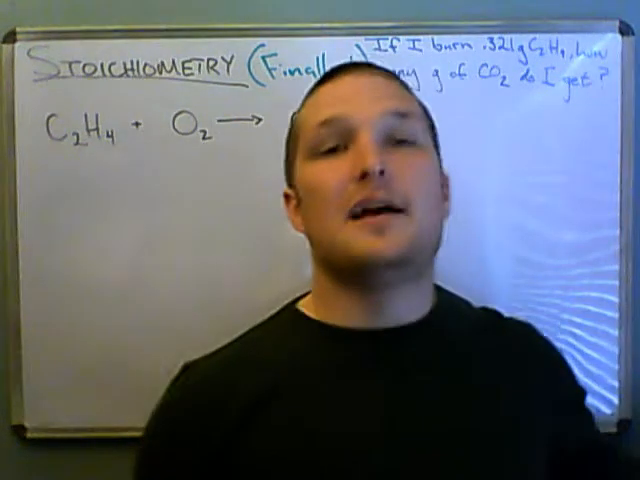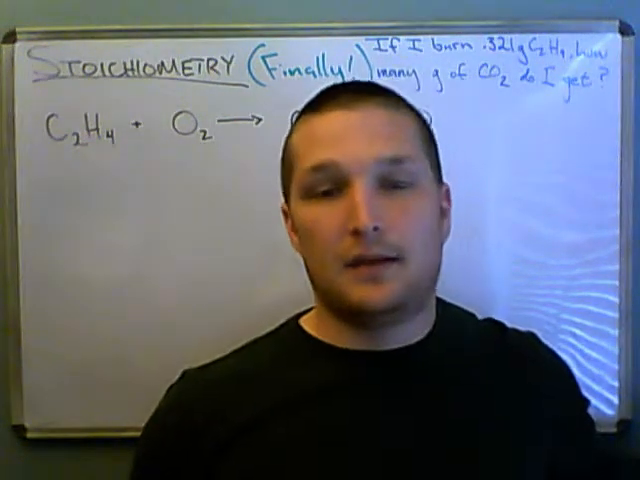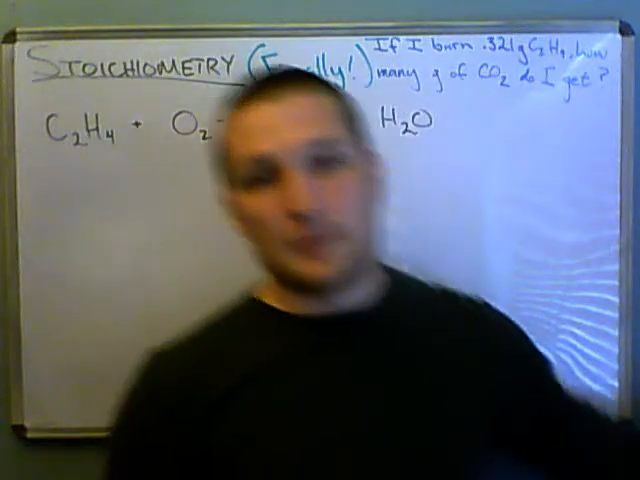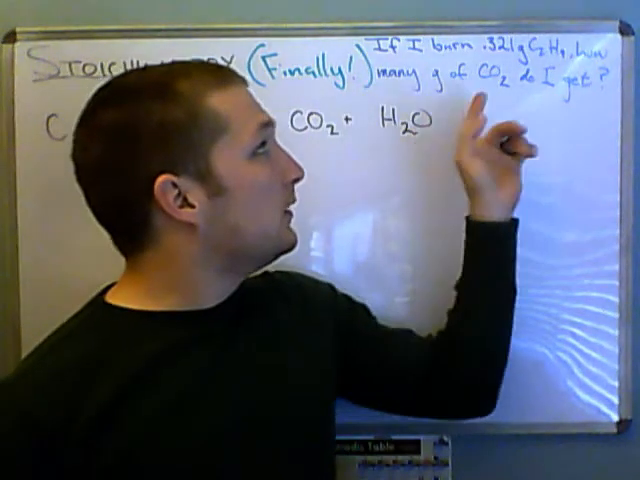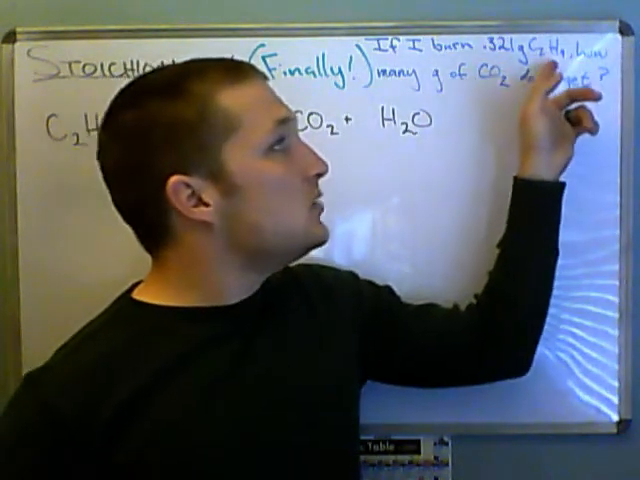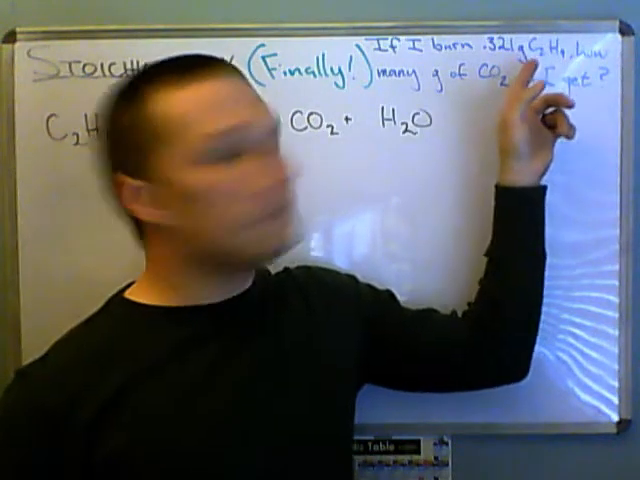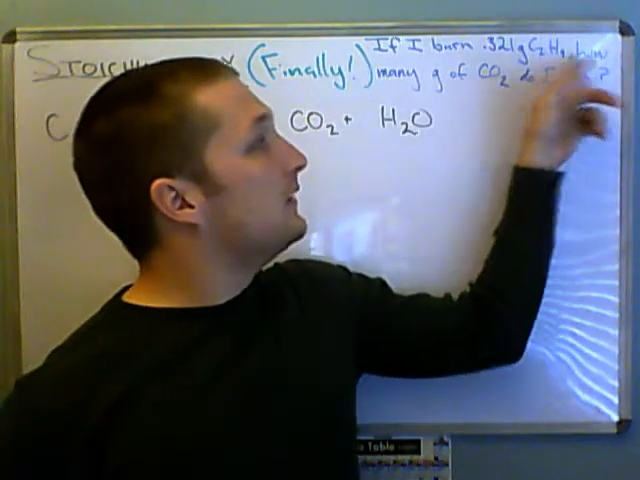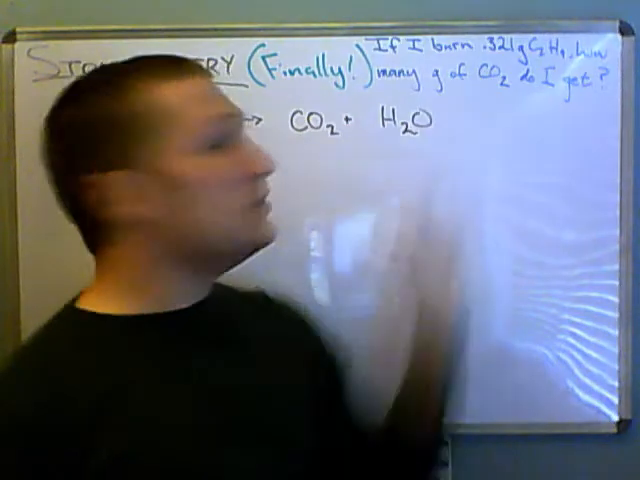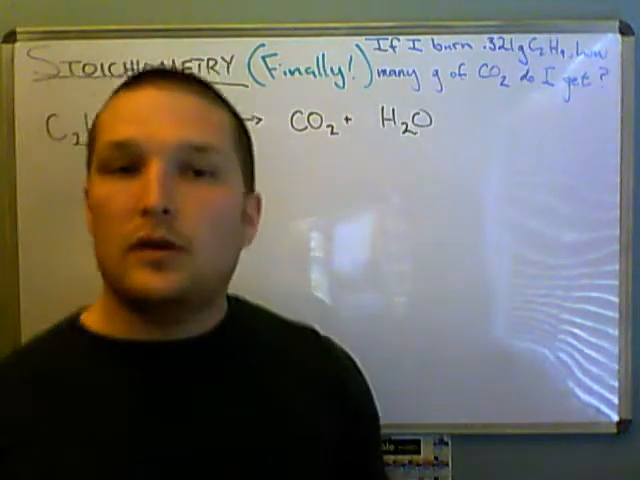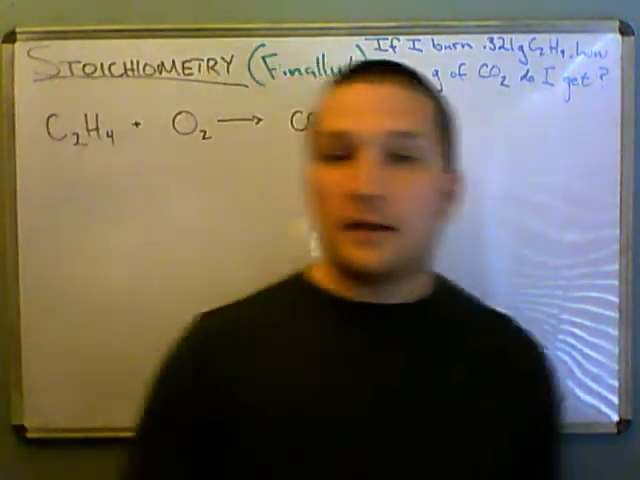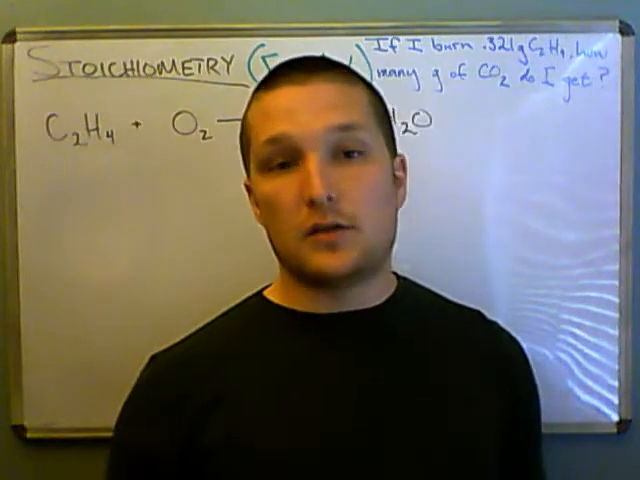It's finally time to start stoichiometry. Now, stoichiometry deals with problems like this. If I burn 0.321 grams of C2H4, which is ethene, how many grams of CO2 do I get? Now, when you have a problem like this, you first need to write a balanced chemical equation.